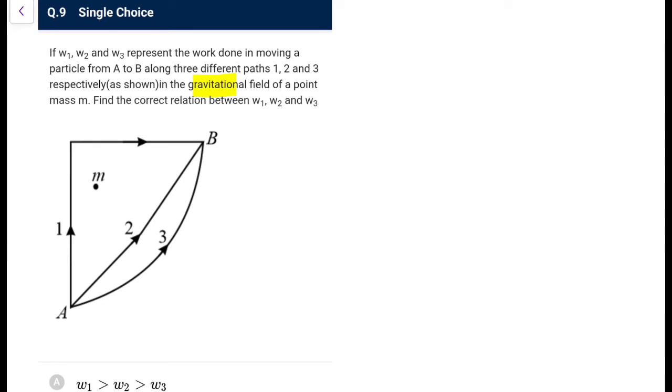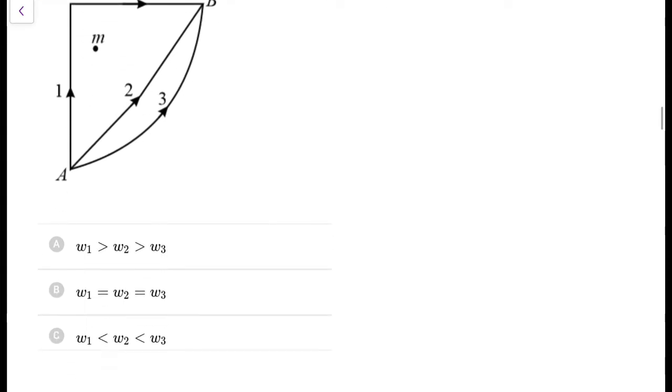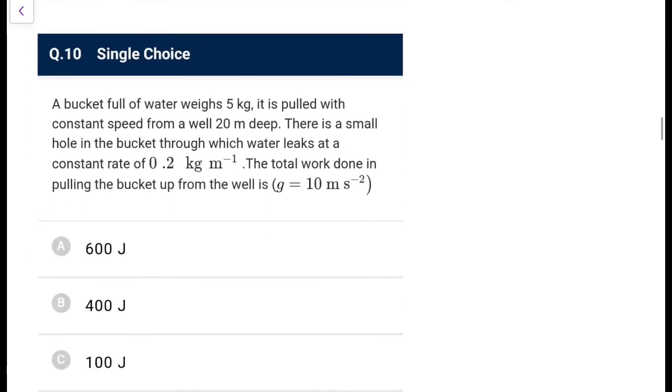So what would be the relation? Here the initial and final point are same. So the work done by conservative force will be same. So nothing in it. Go for option B. No need to solve anything. This is the basic quality of a conservative force.